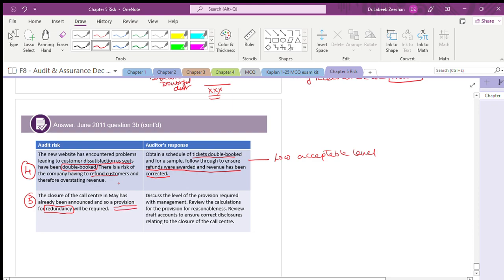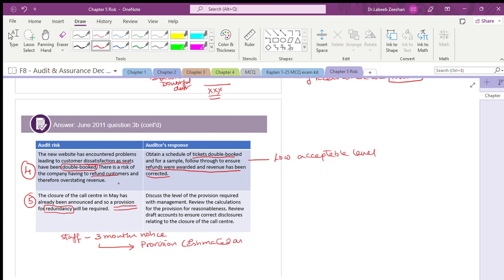What happens whenever you are laying off the staff? You will give how many months notice? You will say 3 months notice. Now for these 3 months notice you should make some provision. Is it an estimated amount?